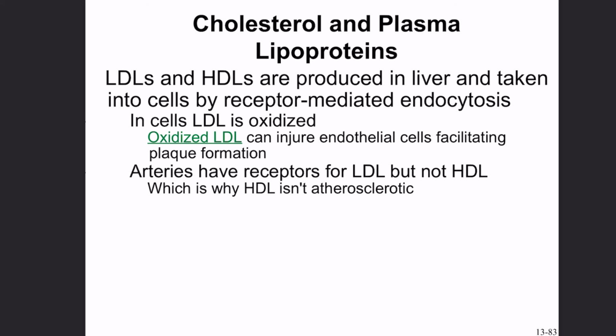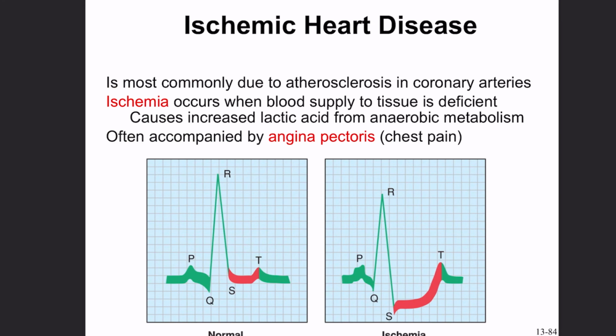When you go to the doctor and they check your cholesterol, they check both numbers, LDLs and HDLs. You want to make sure that your LDLs aren't too high, because these LDLs can cause atherosclerosis. Ischemic heart disease can be caused by atherosclerosis in coronary arteries. That happens when blood supply to our cardiac tissue is deficient, meaning there may be a blockage of a coronary artery causing reduction of blood flow to our very important cardiac tissue.